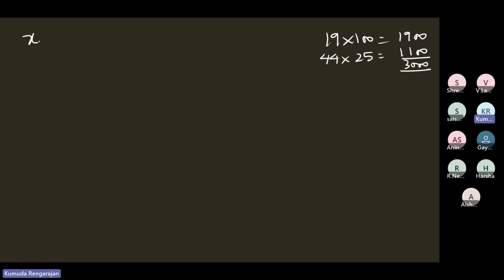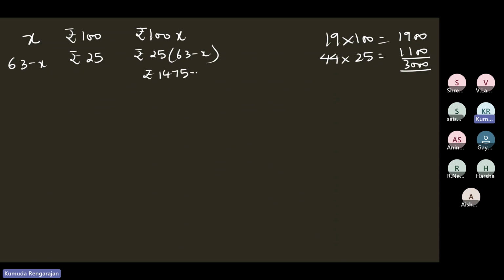So X winners, each one gets rupees 100. The total prize money given is rupees 100x. 63 minus X non-winners, each one gets rupees 25. Total money given away there is rupees 25 into 63 minus X, which is rupees 1575 minus 25x.